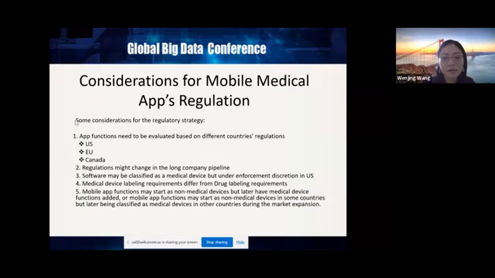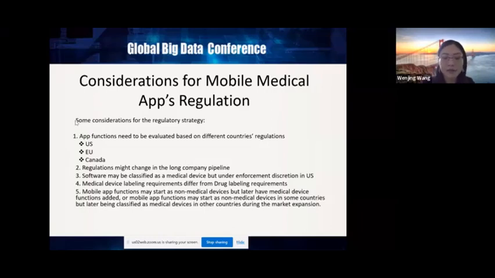Another thing is the medical device labeling requirements could be different from the drug labeling requirements. So if you have a combination product, or if you have a mobile medical app that could go with some drug products, you have to consider that when you label them, you need to follow both the drug labeling requirements and the device labeling requirements.